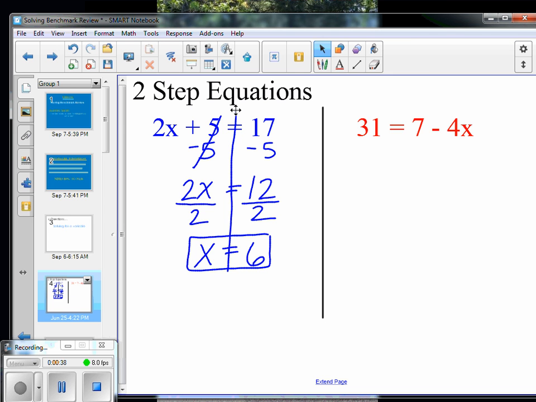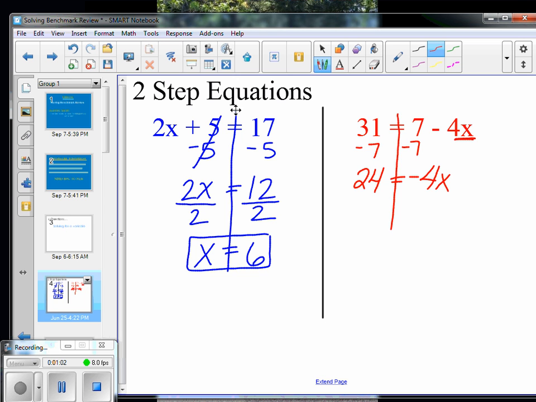Now the one right next to it is common for kids to mess up on because it's backwards, so you see your variables over on this side. That means we need to move everything over to the other side, so we still get rid of our add subtract. Now the 7 is a plus, the negative goes with the 4x. So we're going to minus 7, so that gives us 24. And we have a negative 4x over here. And again, anything right next to each other is connected by multiplication, so the opposite is to divide. So I'm going to divide, and I get x equals negative 6.